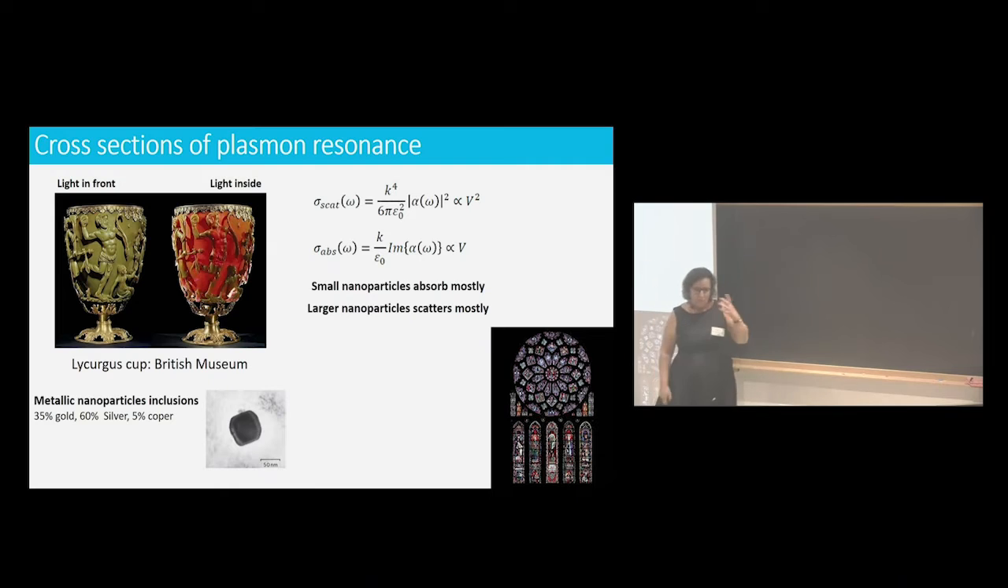In fact, it was well known, because when you go to church, these magnificent windows are made by the same techniques, inclusion of metallic nanoparticles inside the windows. Depending on the size of these particles and the metals that they use, you could have different colors. So now it's well understood.